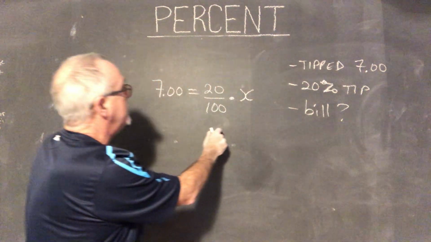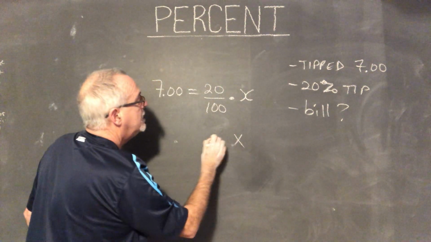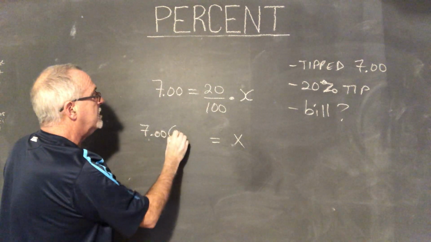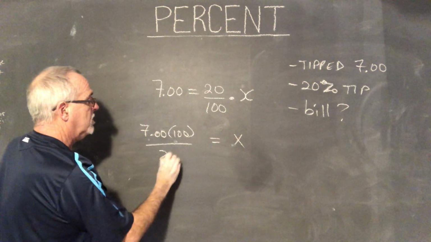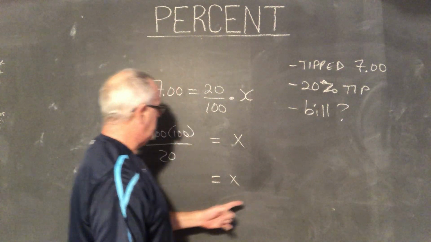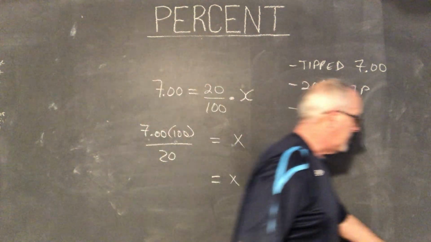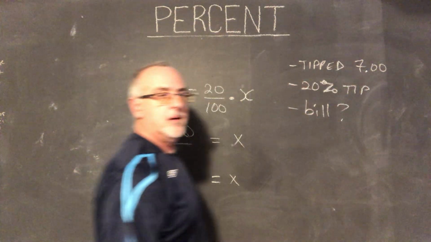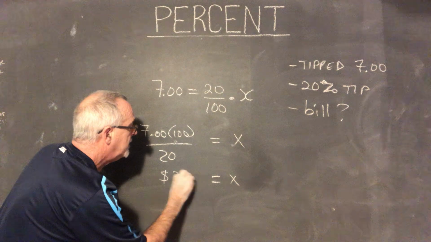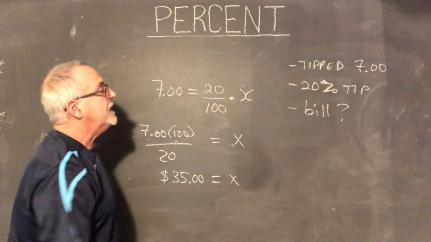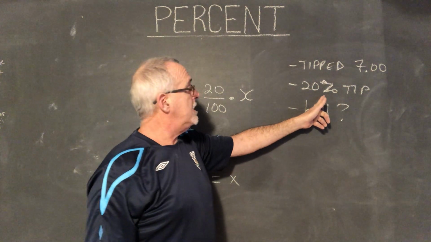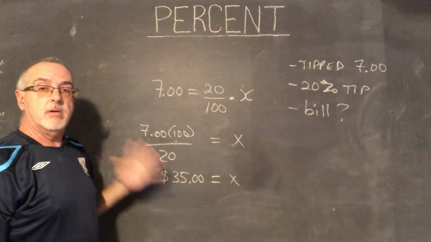So then if I want to isolate my X, the $7 is going to be multiplied by 100 and then divided by 20. 7 times 100, that's 700 divided by 20, and the answer is going to be, I didn't even grab the calculator, I had the answer already written down. The answer is $35. So this means that if I tipped $7 and it was a 20% tip, oh, a generous 20% tip, then the bill must have been $35.